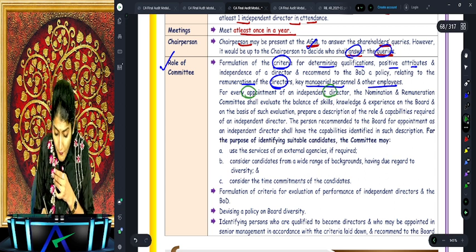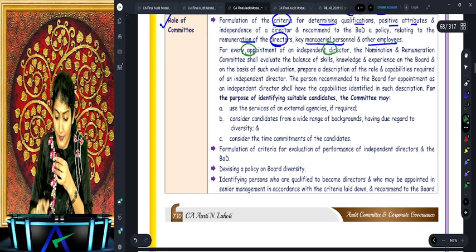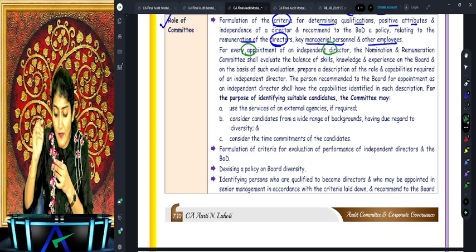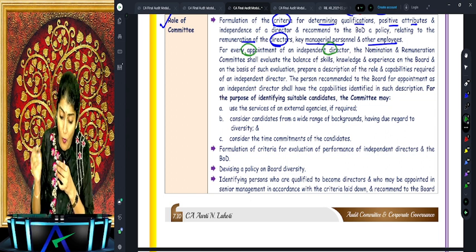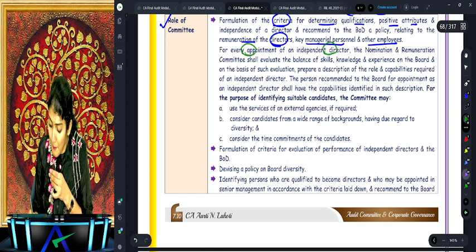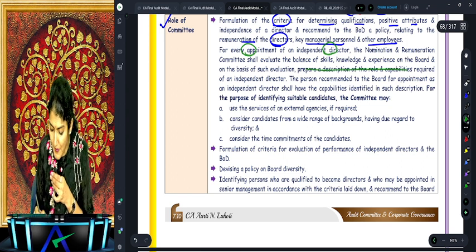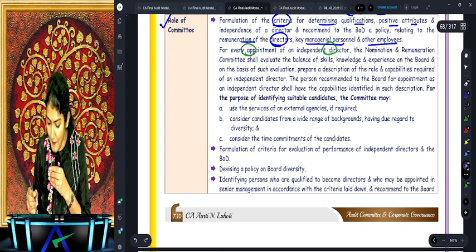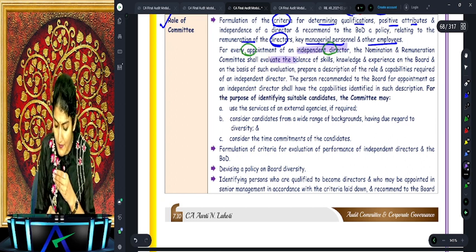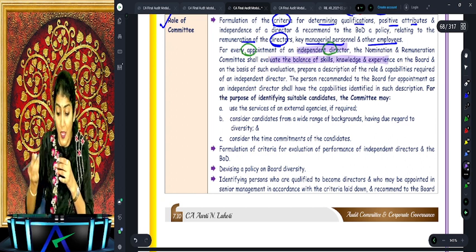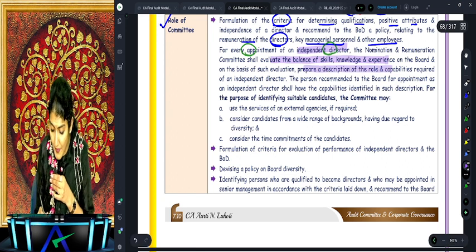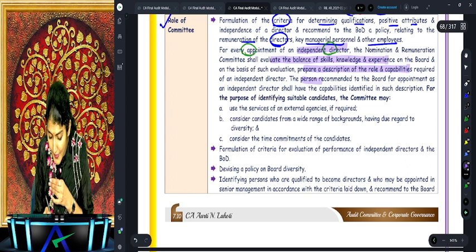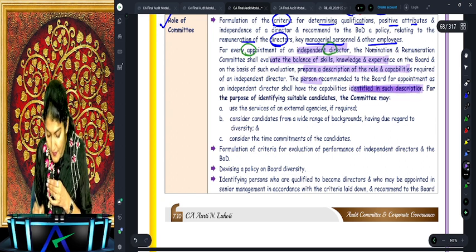Now it says for every appointment of an independent director, the Nomination Remuneration Committee will first evaluate the balance of skills, knowledge and experience on the board, and on the basis of such evaluation prepare a description of the roles and capabilities required, right? So for an independent director, they will evaluate the skills, knowledge and experience which is required. Based on the evaluation, they will prepare a description of the roles and responsibility, and then based on the description, they'll try to identify a person who fulfills that description, right?